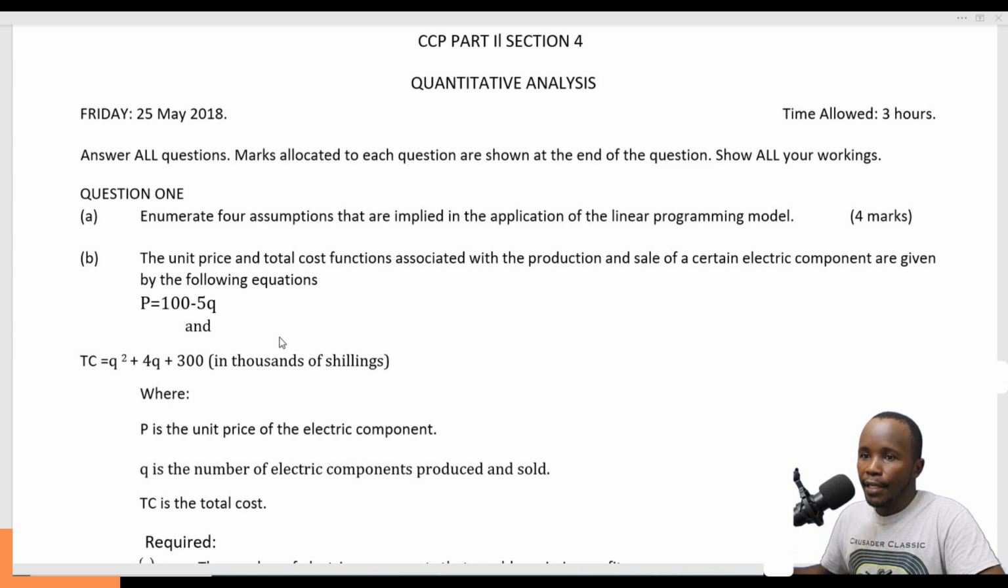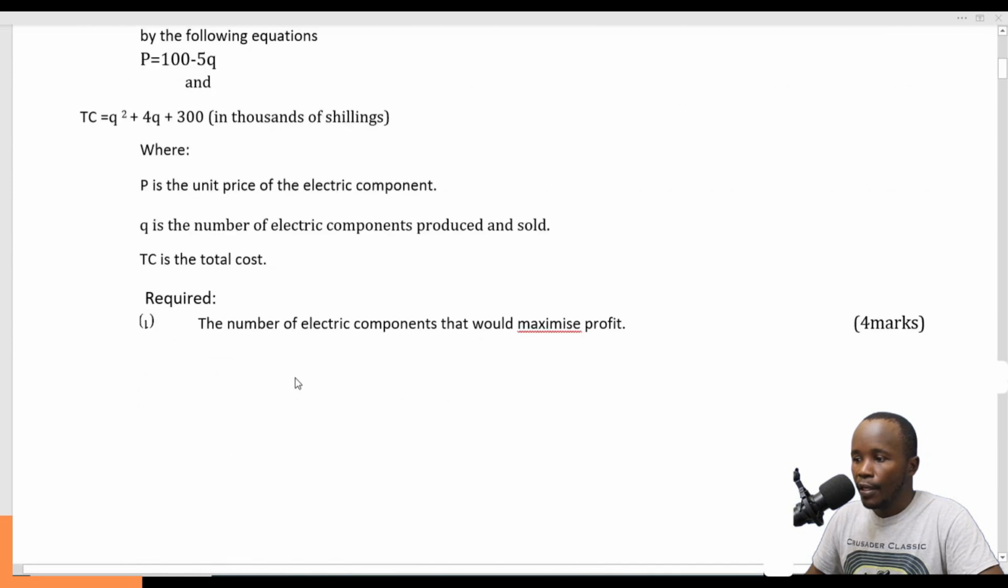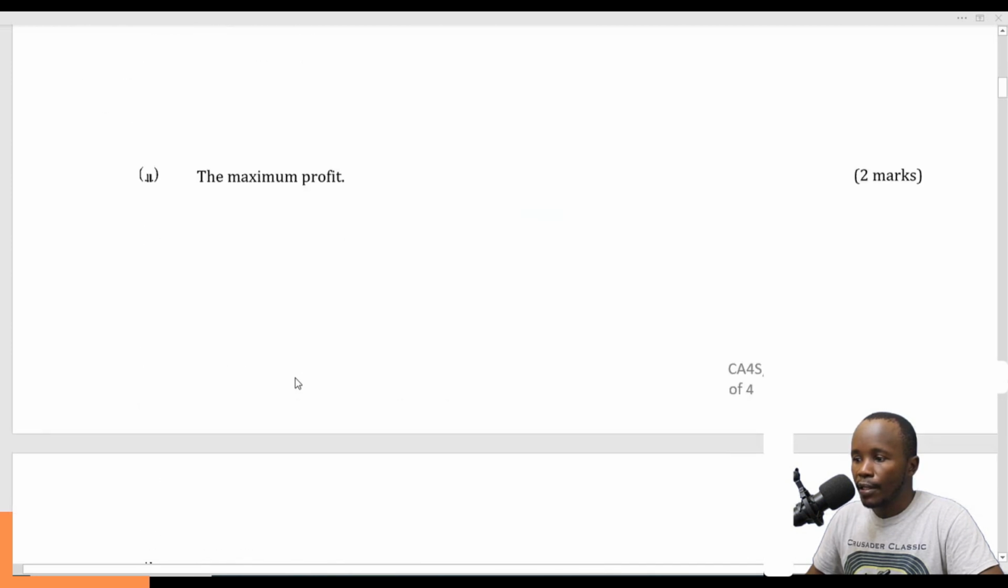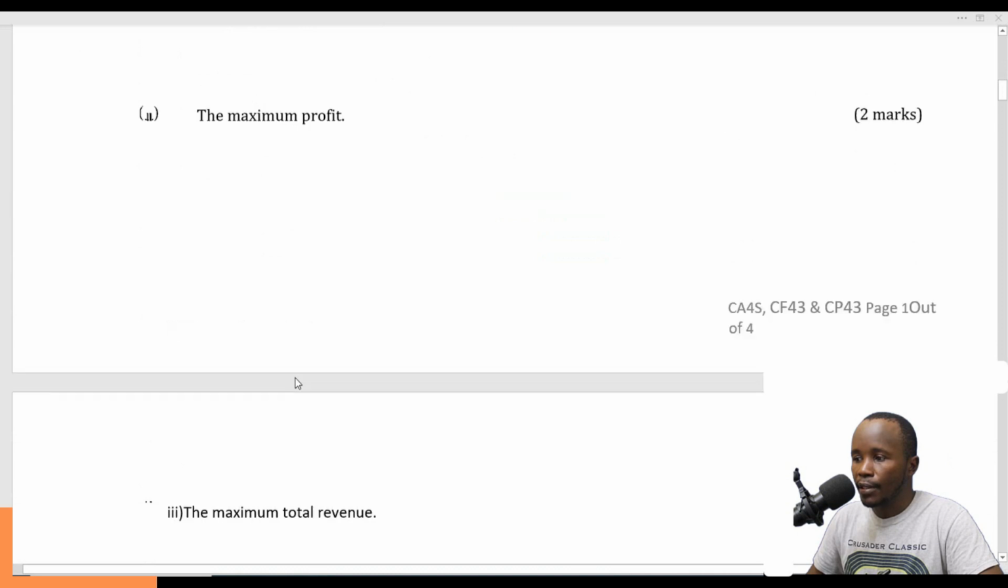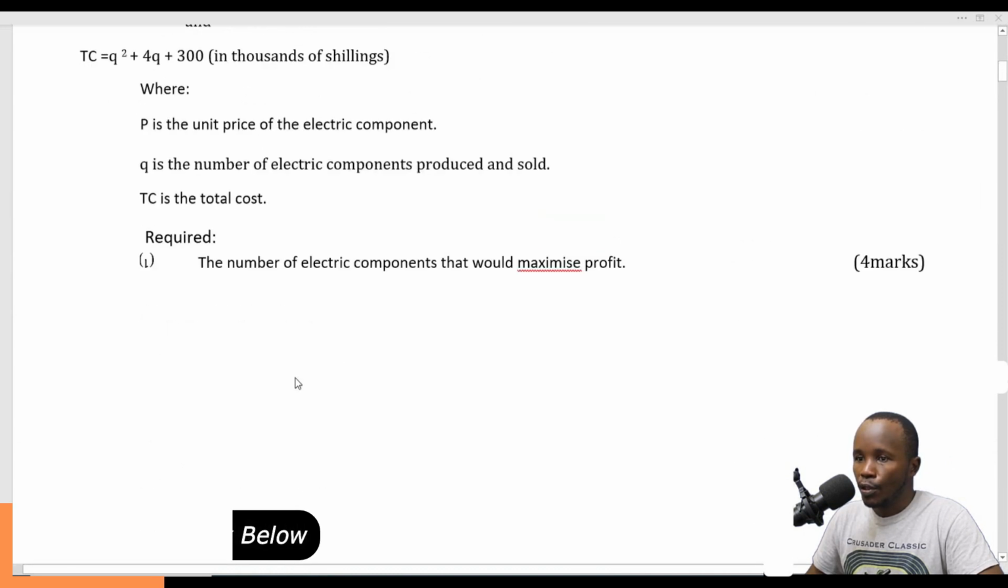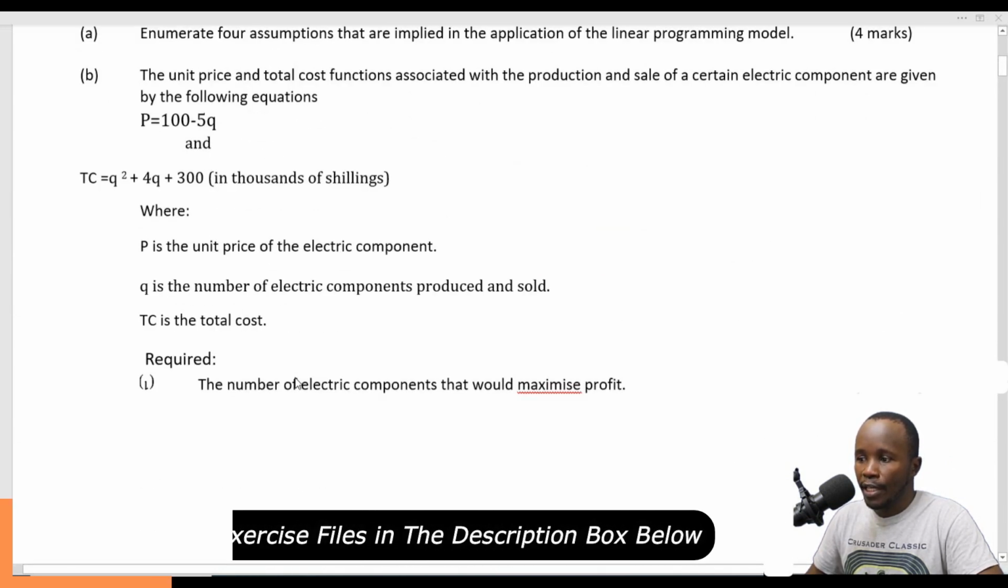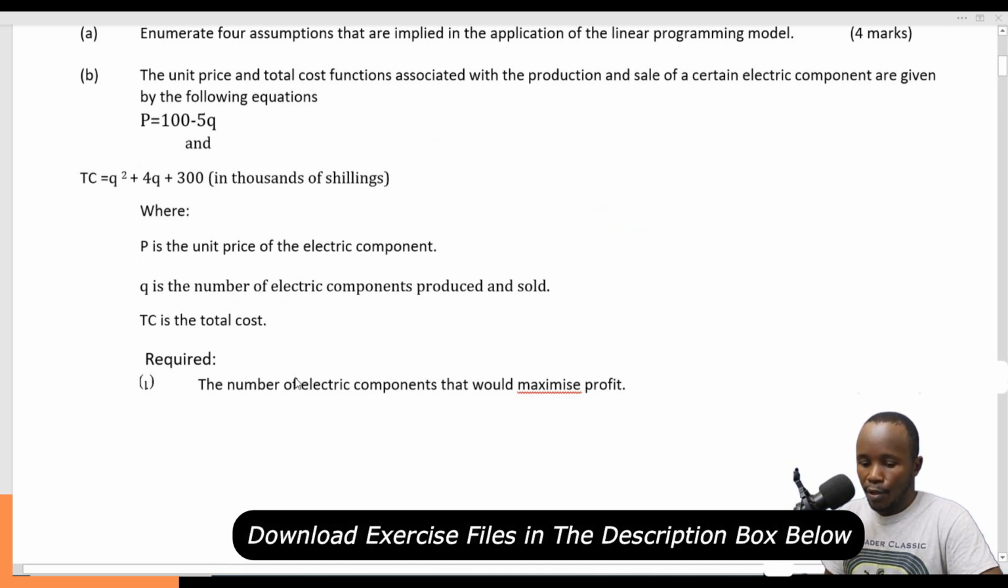Now, in May 2018, this question was question number 1B. This question carried how many marks? This question carried 8 marks. So, what was expected of you as a student when it came to this question?